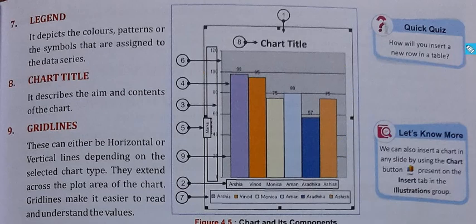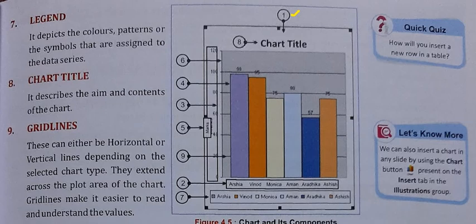So from this, let's see, this is the chart title, which you can see at number 8. And at the first number, what is this? This is the chart area. Chart area is first. Under this everything of the chart is there, that's why it is called chart area.